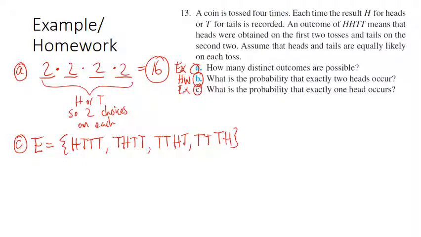So this is a situation where it really won't help me to use the multiplication rule to figure out how many elements are in this event, because I don't know exactly where that head is supposed to occur. So in this case, I'm just going to have to count it that way. So the probability of the event is going to be 4 over 16, which is 1/4.